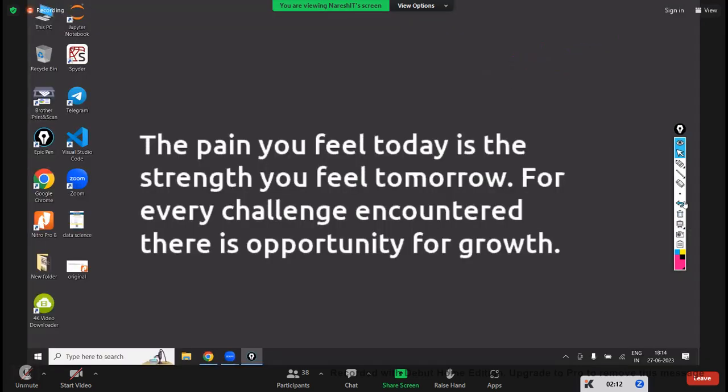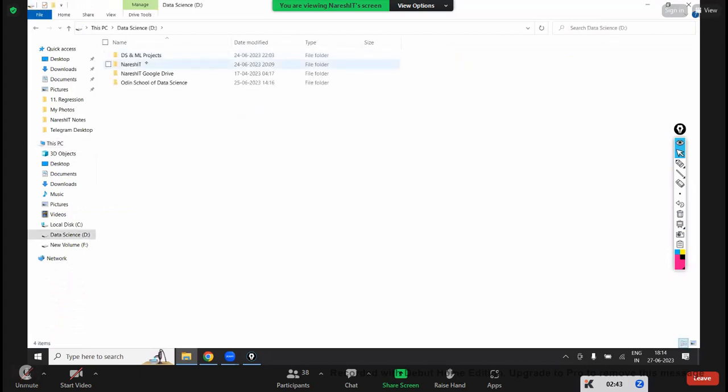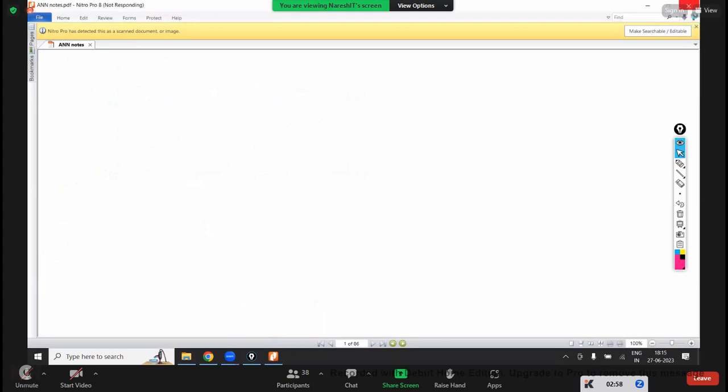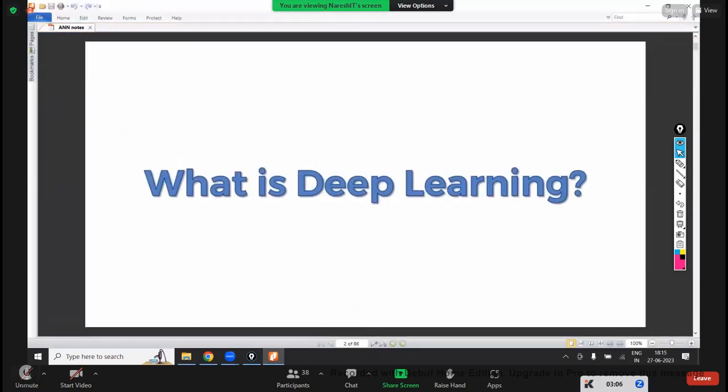So in the last class, we were discussing artificial intelligence, that is deep learning. In deep learning, we discussed neural networks, how the neural network works, right? Now, in today's class, we are going to continue the same with the neural networks, and let us see how it is going to work. Okay, so let's start this.